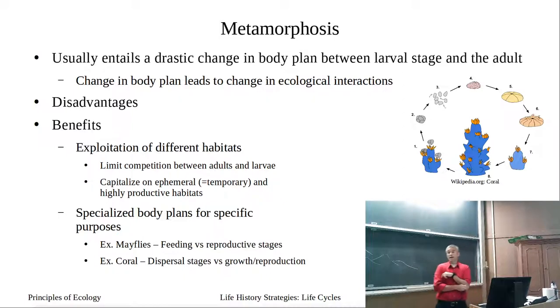All right, so we can exploit different habitats. That's a big benefit. Second benefit is that we can utilize specialized body plans for certain goals. And we've got two different aspects. So our larval stage could be the predominant dispersal stage, in which case we're going to have a plan that benefits movement, that gets us out there, gets us to hopefully find a new, productive habitat. Or we can have a larval stage that specializes in, say, food acquisition, nutrient acquisition.